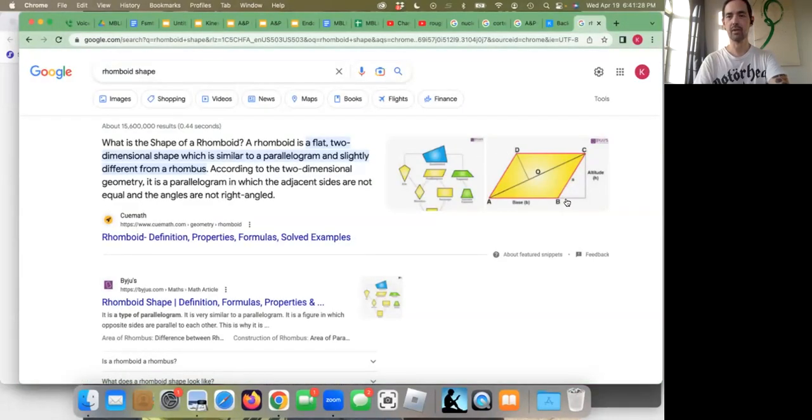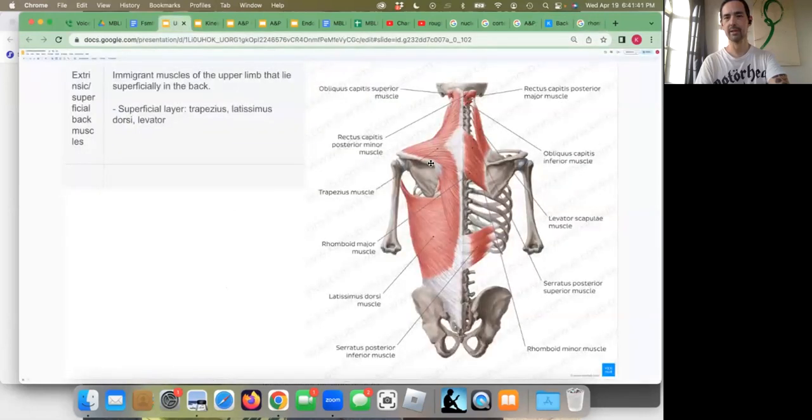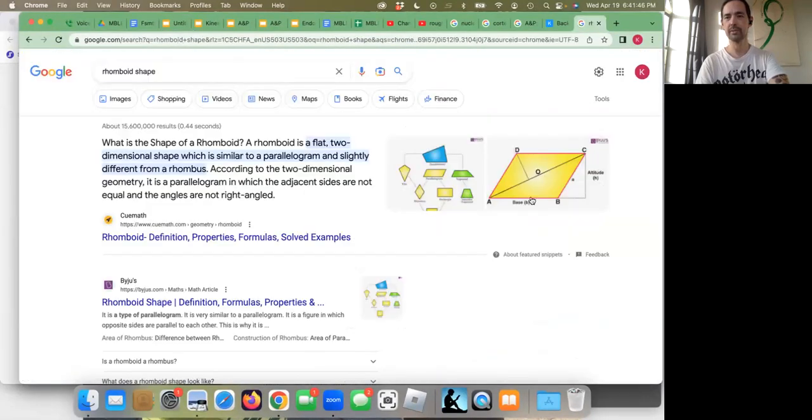A rhombus or a rhomboid is shaped like this, right? This would be on the left side, going this way, right? So a rhomboid is shaped like that.